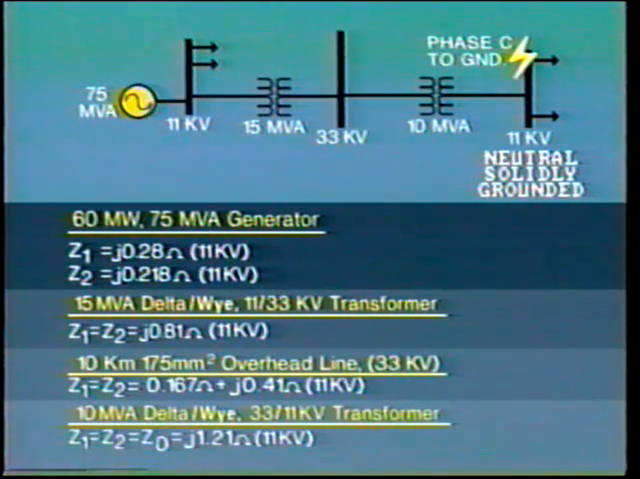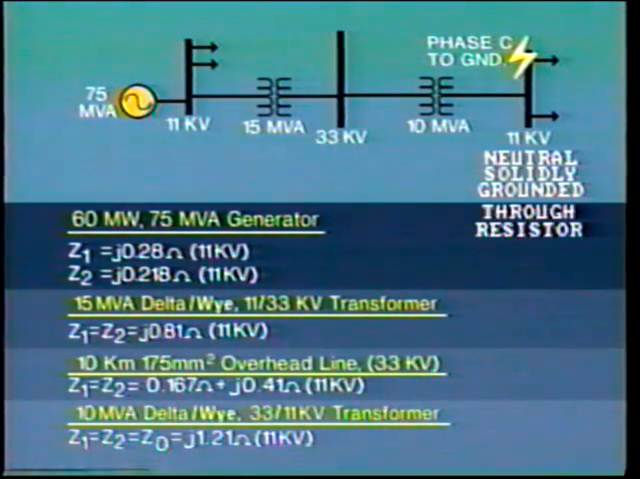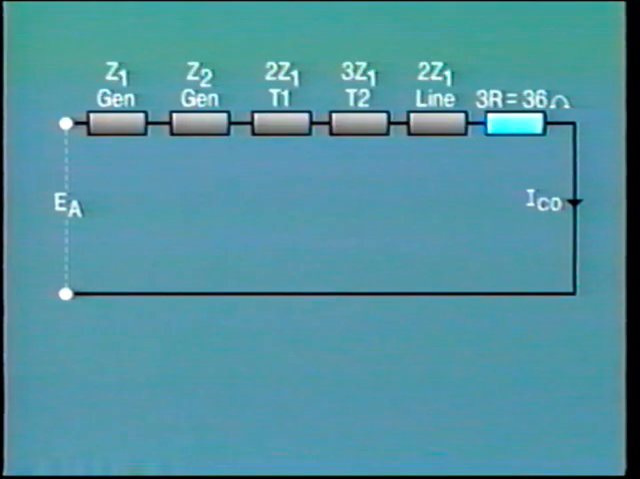In many systems, the value of fault current is limited by placing a resistor in the neutral grounding connection. Let us see the effect of placing a 12-ohm resistor in the 11 kV neutral. This resistance acts in all 3 of the positive, negative, and zero sequence circuits. Therefore, the value 3R, that is 36 ohms, must be added to our impedance diagram.